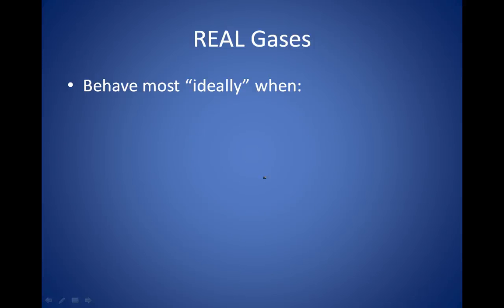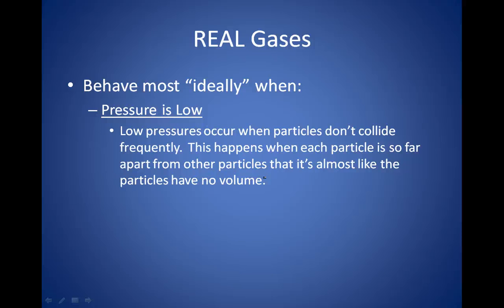Now, we can make a gas behave more ideally by altering some of the conditions, and that includes the following. First of all, if the pressure is low, so kind of like on a date, if the pressure is low, it's more likely to go well. And this is because at low pressure, that means those particles aren't going to collide very much. They might be further apart, so they're not going to hit each other or the walls of their container very often. That means that those particles are relatively far apart from each other, meaning that compared to the space between them, the size of the particles is really, really tiny. So it's almost like those particles have no volume.